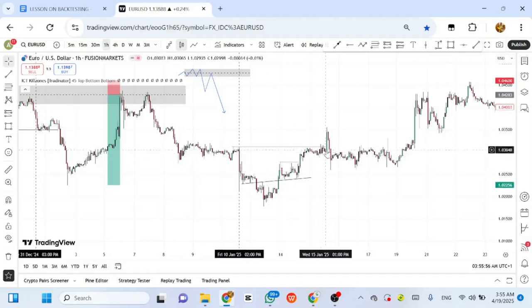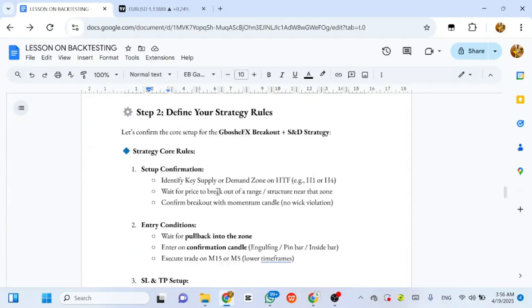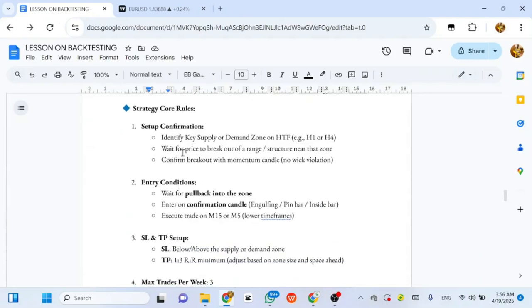So what happened? I now saw this run through. So what does it indicate for me? This indicates a breakout. Pay attention. Why? Because if I mark all of this zone, what happened? This candle is a good momentum. So from our system, what does our system say? Our system says wait for price to break out of a range structure near that zone.